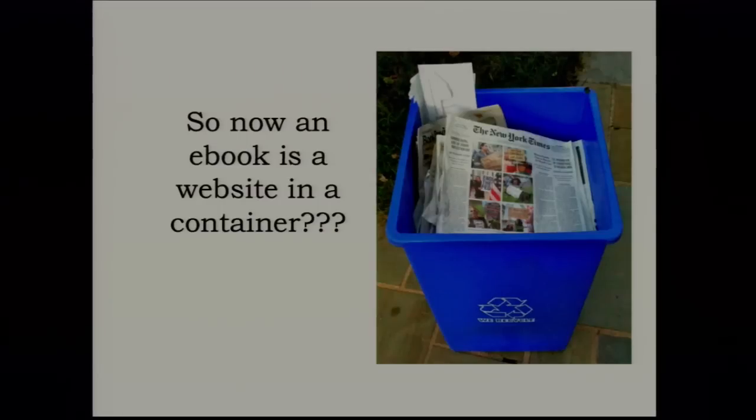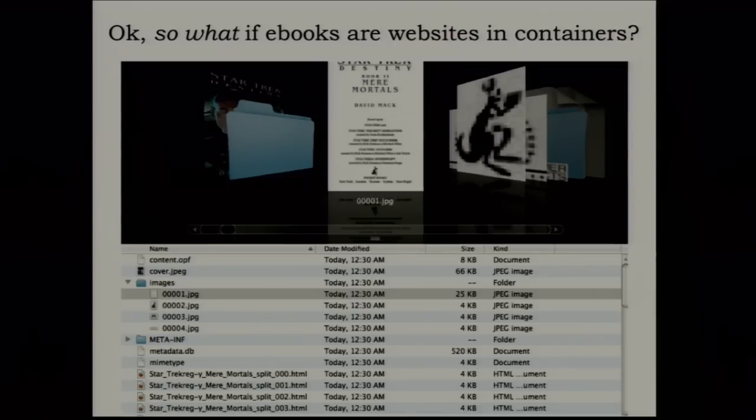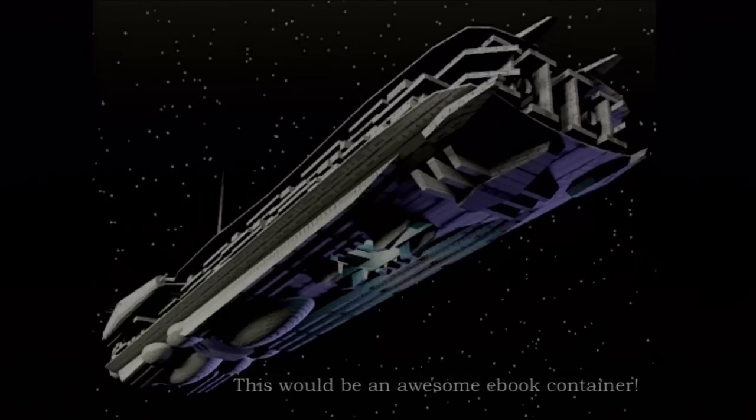But the container doesn't really make the book, or does it? What is it about this container and this content that makes it an ebook rather than just another website? Well, if you look at the file format of EPUB, it has a directory structure and files, just like any old website. So if I were making a container and called it an ebook, this is the container that I would use.